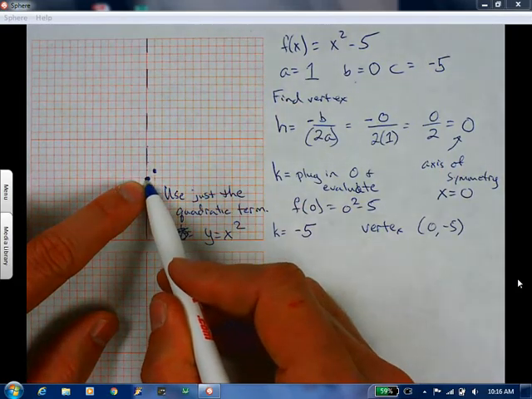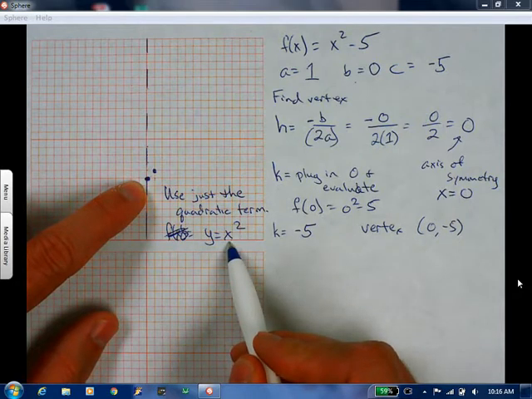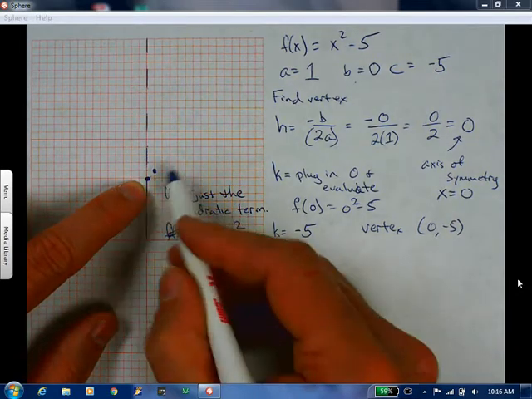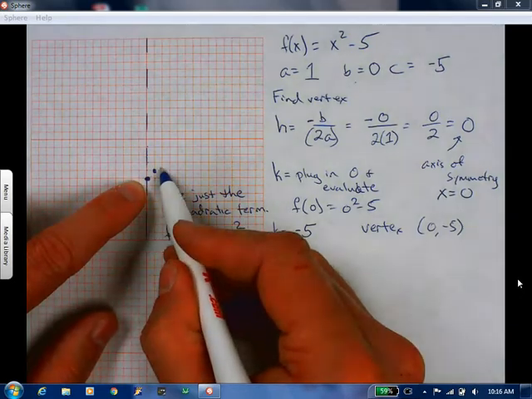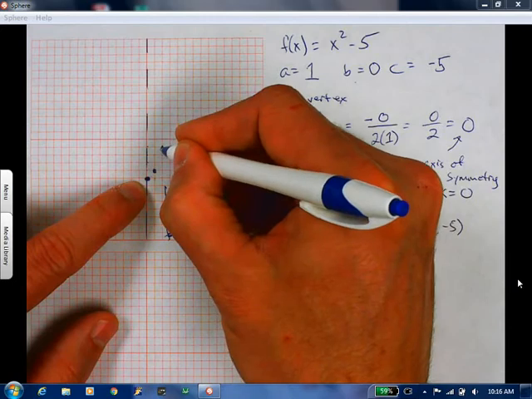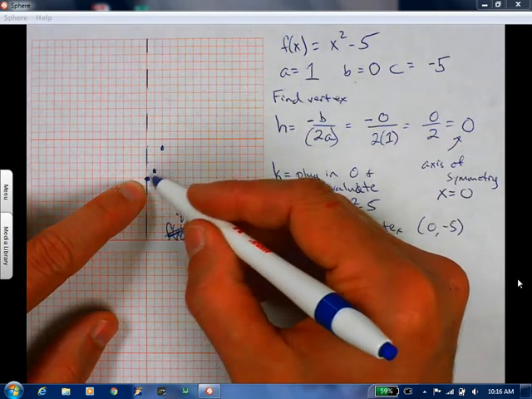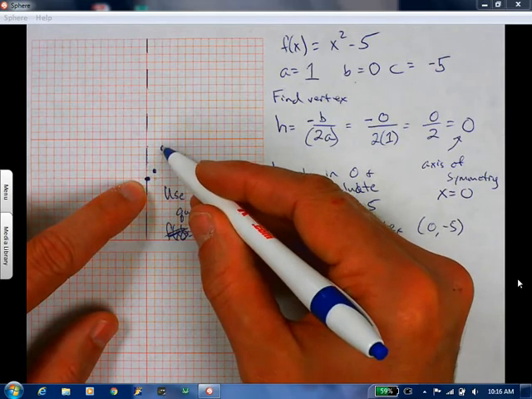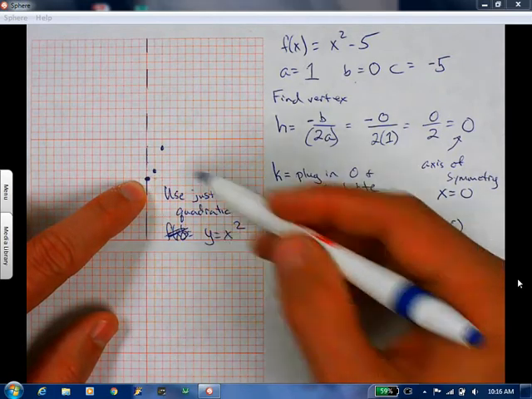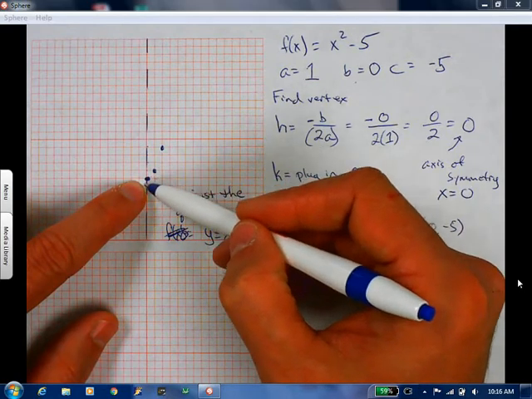Now I'm going to go 2 units over. What's 2 squared? So if I go 2 units over, I go how many up? Is this a constant rate of change? It shouldn't be. Because I went up 1, over 1, up 1, I went over 2, up 4. Return to your vertex. Never go back to the point you just put. You always go back to the vertex.